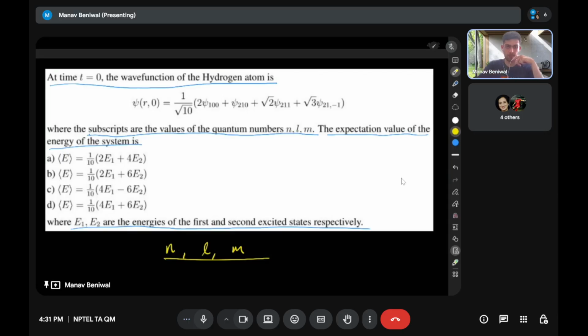I think n, right? Only n, yeah, correct. So we have to worry only about n. We don't care what the value of L and M are for this particular problem. The first term corresponds to n equals 1, and the remaining 3 correspond to n equals 2.